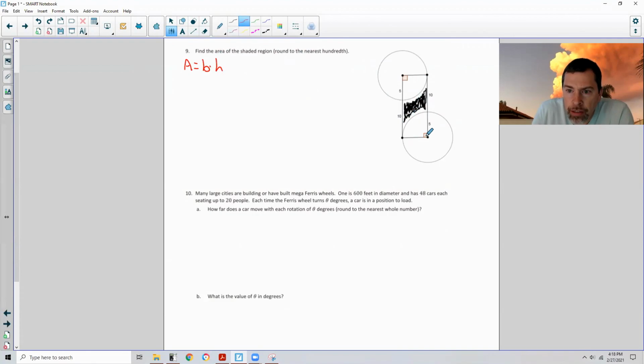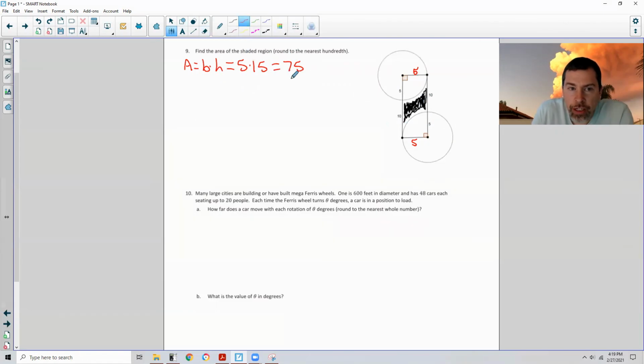Well, this is a radius of a circle, so this is 5. This is a radius of a circle, which is 5. This is also a radius, so that's 5. All right. So the area of the rectangle equals base 5 times height. Well, this is 10 and this is 5, so that's 15. So that equals 15 times 5, which is 75. Okay, that's the area of the whole rectangle.